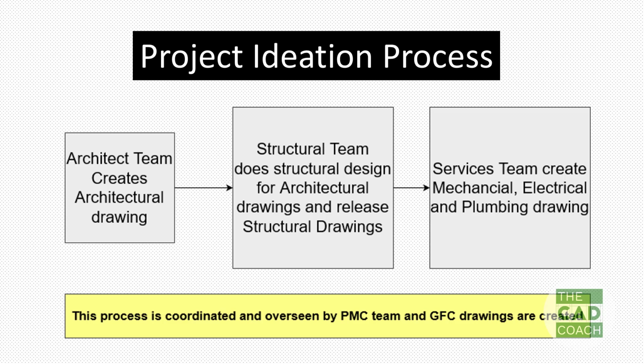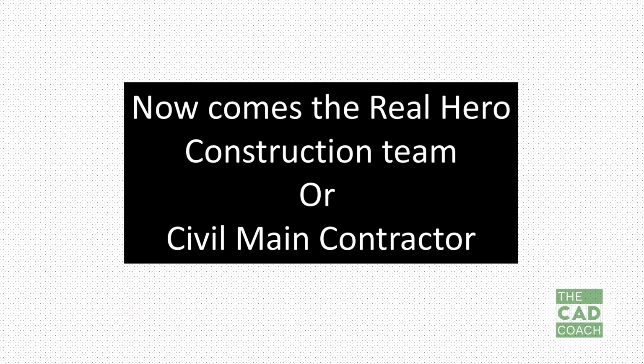Once the good for construction drawings are ready, the PMC, the client and the architectural and structural teams have to find a suitable construction contractor. That is the real construction hero, the construction team, the civil main contractor, who will come into the picture. So now, with the help of the GFC drawing, the civil main contractor starts the construction execution. This is the whole process of construction.